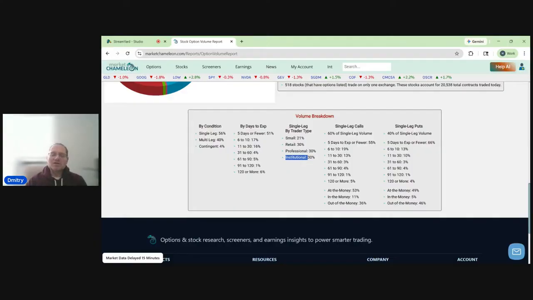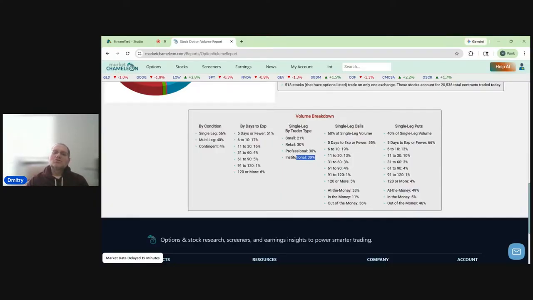So the breakdown here is distributed almost equally, where 21% were small, 30% were still retail size, but not very small retail. Then we've got professional and institutional. So all trader size types have been participating in the market, and it looks fairly distributed amongst all of them.